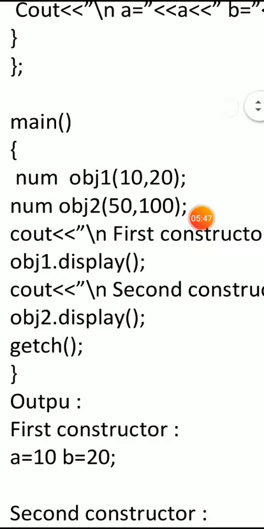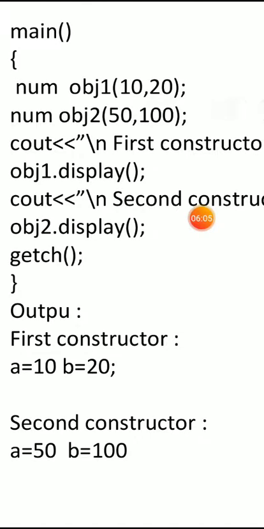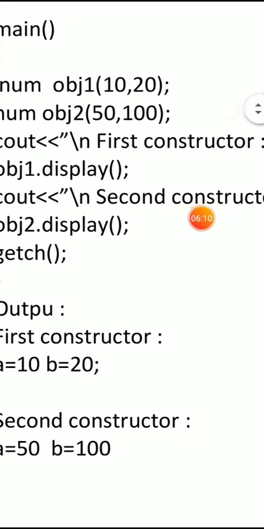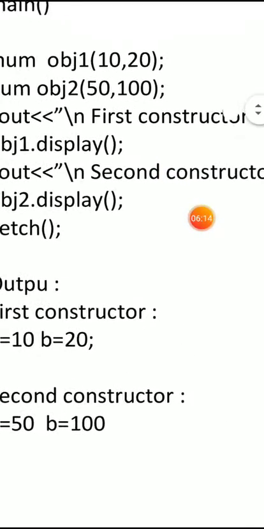Inside main, I have created two objects, object 1 and object 2. Object 1 is initialized with the two values 10 and 20, and object 2 is initialized with the two values 50 and 100. Hence a parameterized constructor can be used to initialize different objects with a different set of values. After passing those values, you can display the contents of the first object and the contents of the second object, followed by object 1 and object 2.